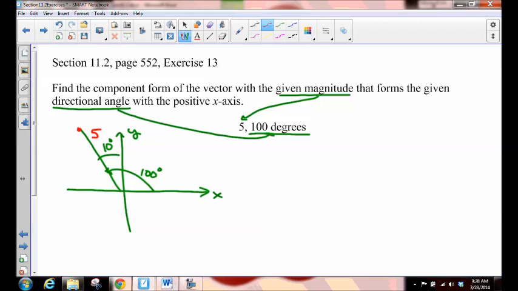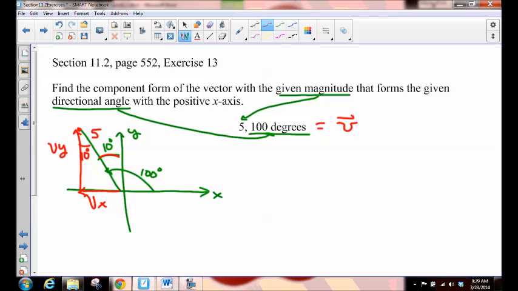And if I'm looking for the component form, then I should draw in the components. So if I let this be vector v, then I'm going to have a component vx, which is going to point in the negative x direction, and a component vy, which is going to point in the positive y direction. Now, if this angle over here is 10 degrees, then alternating interior angles tells us that that angle there is going to be 10 degrees too.